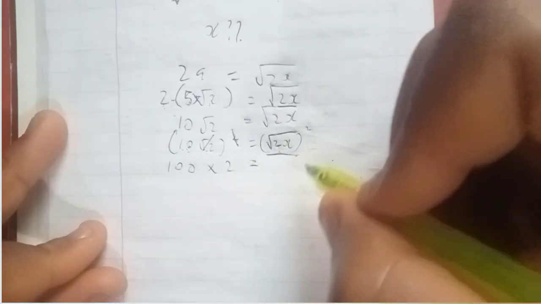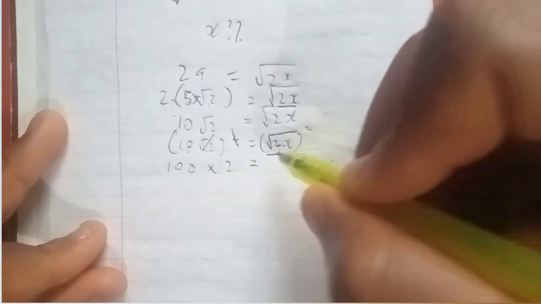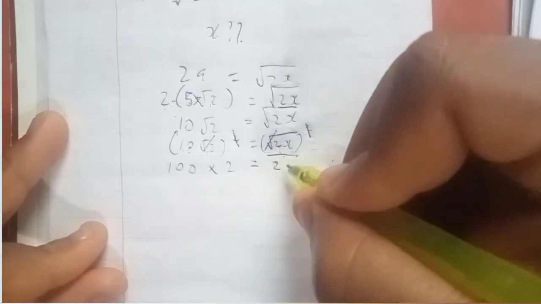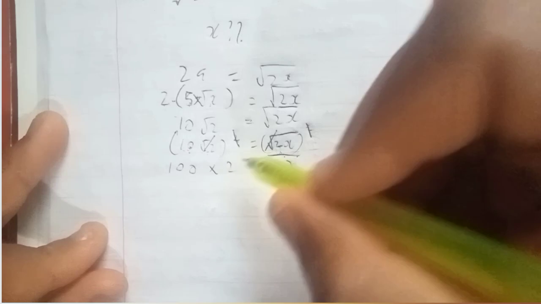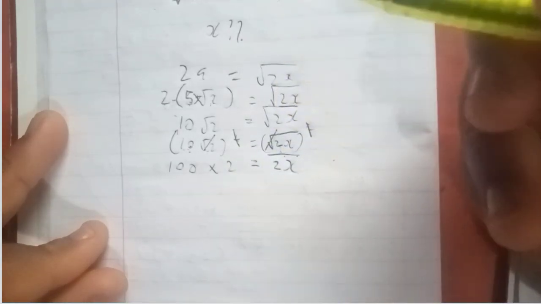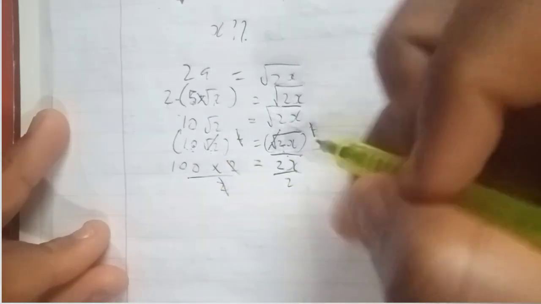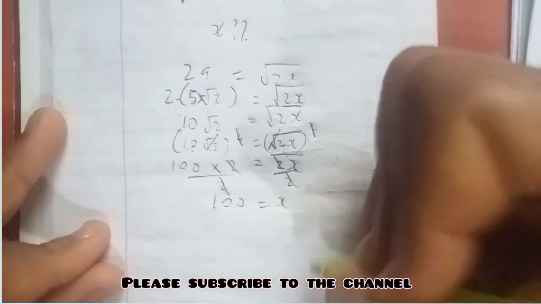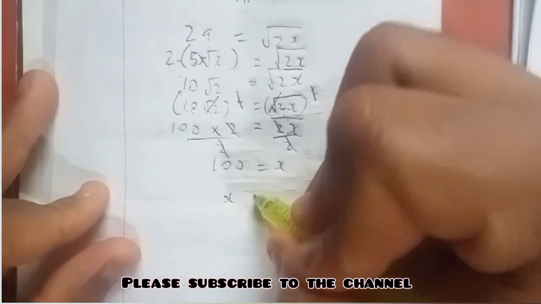Is equal to the right hand side, and the right hand side now is equal to the square root all raised to the power of 2, which will cancel each other. That will leave us with 2x. Now we can divide both sides by 2 instead of dividing both sides by square root of 2. Divide both sides by 2. 2 will cancel from the left hand side and 2 will cancel from the right hand side. That will leave us with 100 is equal to x, which is the same thing as x is equal to 100.